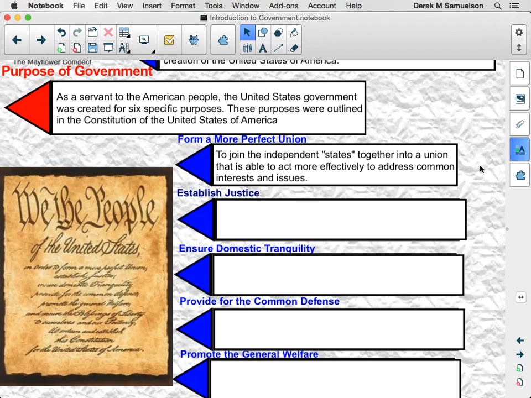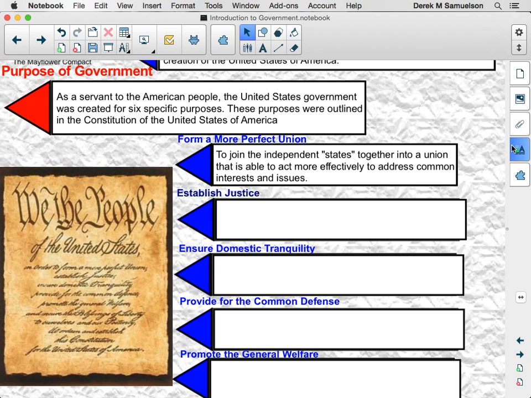One of the things that it promises to do is create a more perfect union. That is, join together our independent states, because we had Rhode Island and Massachusetts and Georgia and New York and Virginia, all these independent states. We wanted to put them together into one united organization, one United States state.